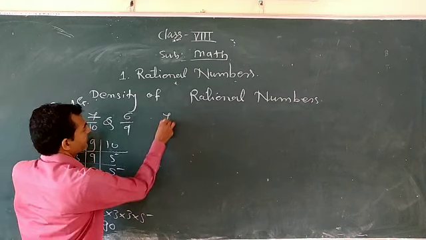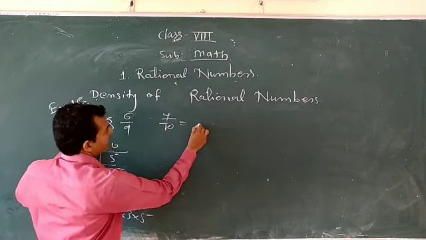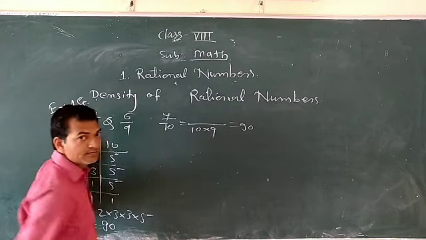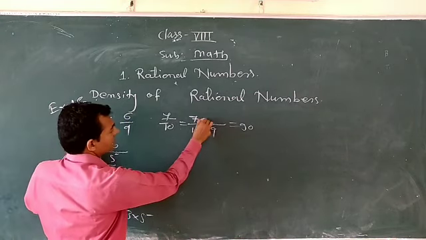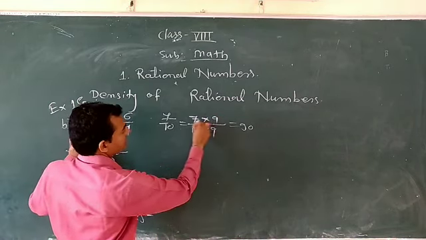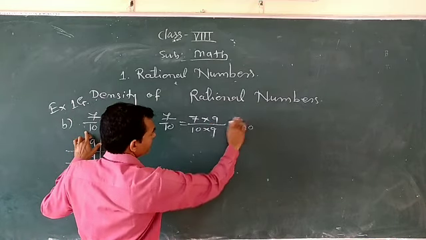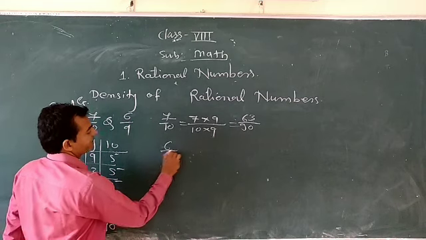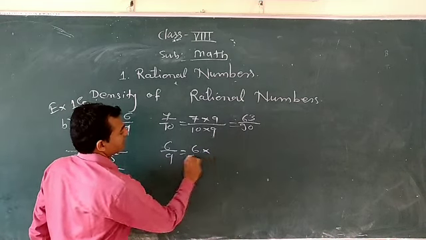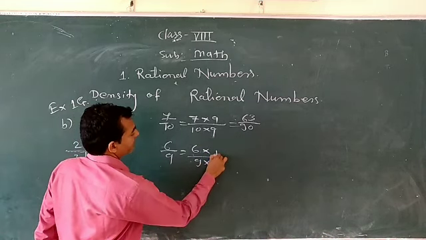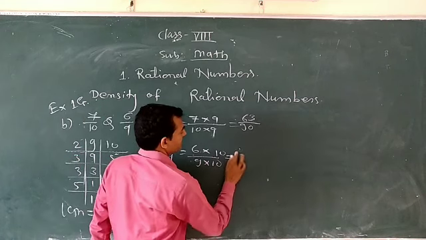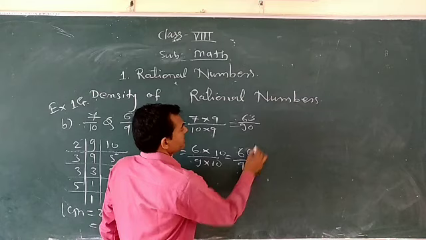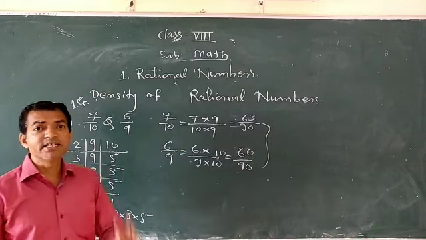7 by 10. How to get 90 here? 10 into 9, so here 7 into 9, which is 63. So 63 by 90 like this. 6 by 9. So 6 into how many? 9 into how many? 10. So you can get here 60 by 90.